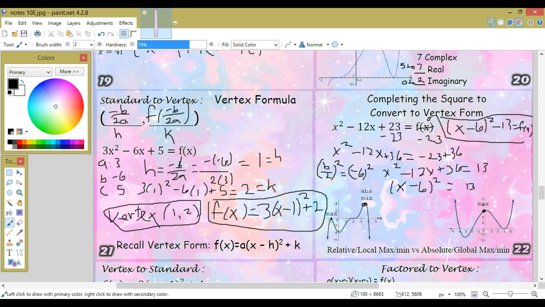Same thing for minimums. This is a minimum, this is a minimum, and this is a minimum. Now which one is the absolute minimum? It's this one, it's the lowest one. This was not absolute minimum because there's arrows that keep going down.